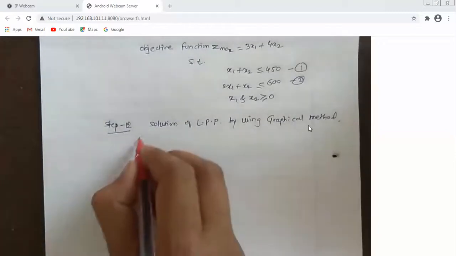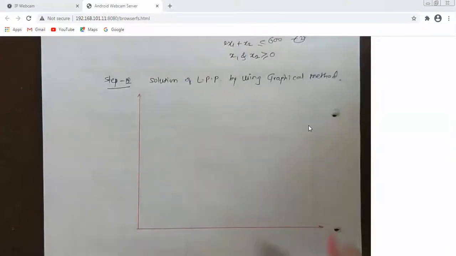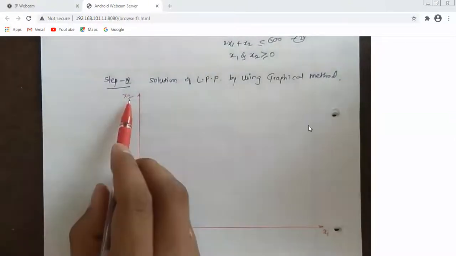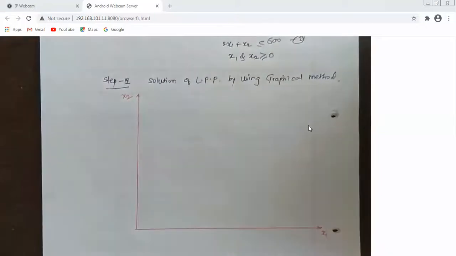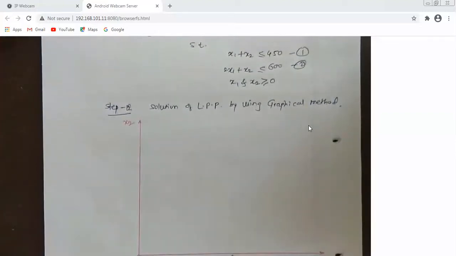Now instead of x and y, I will write x1 and x2, because we have considered there are two variables. x1 is the first variable and x2 is the second variable. Instead of x, I will write x1, and instead of y, I will write x2. Okay. Now simply what we have to do is plot the equations of the lines that we are getting, equation number 1 and equation number 2, in this given graph.